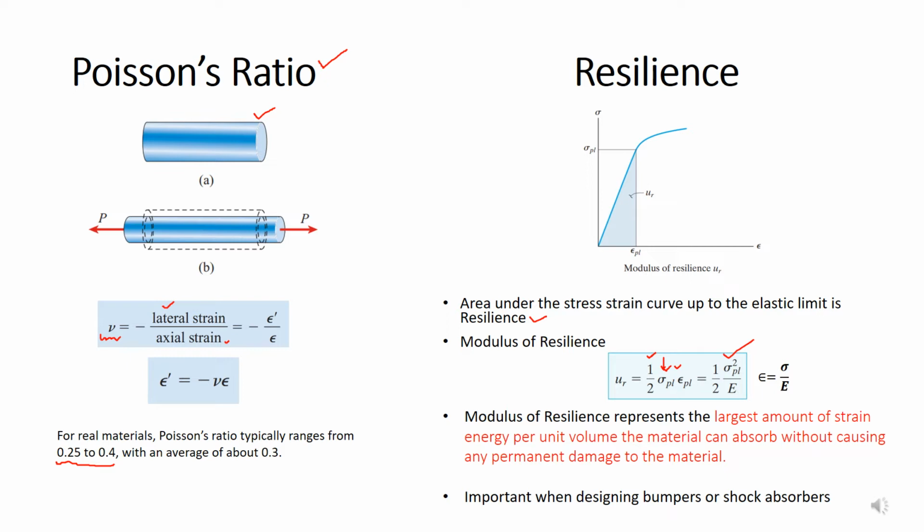Modulus of resilience represents the largest amount of strain energy per unit volume the material can absorb without causing any permanent damage to the material. Within the elastic limit, how much energy a material can absorb signifies the resilience of that material. So from the design perspective, it is important in designing of bumpers or shock absorbers.